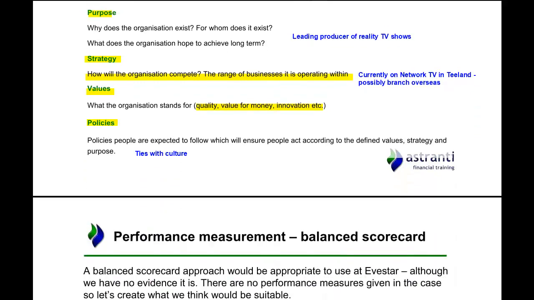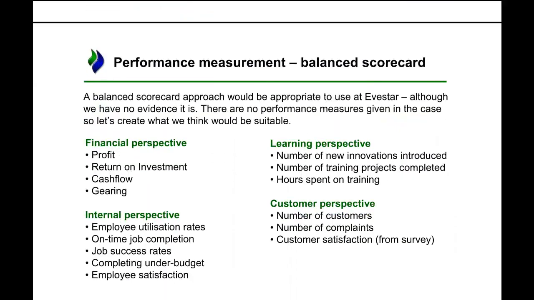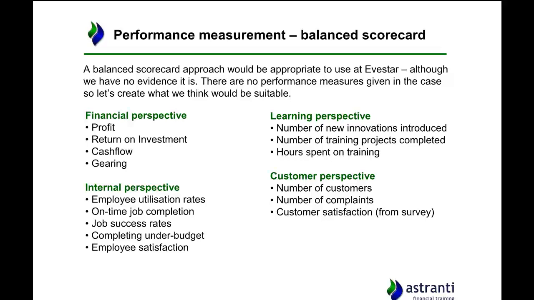Now let's look at performance measurement. So this is how the company, in a sense, evaluates its current position and how well it's doing, and whether it needs to make changes in order to help meet that ultimate end goal that was dictated in the mission statement. And the main one that we use in CIMA is the Balanced Scorecard.